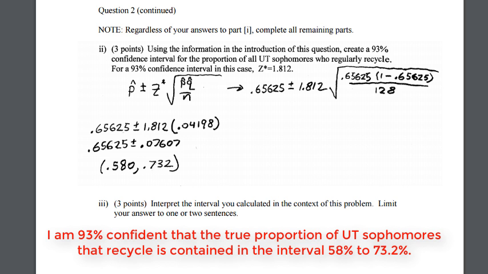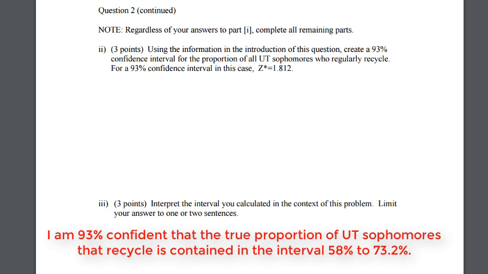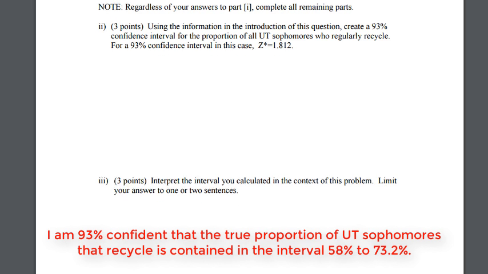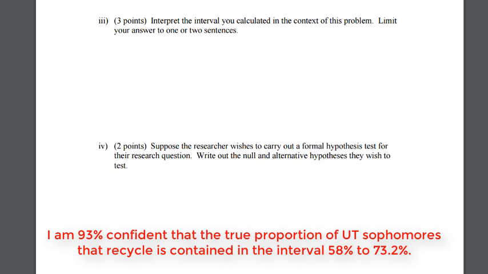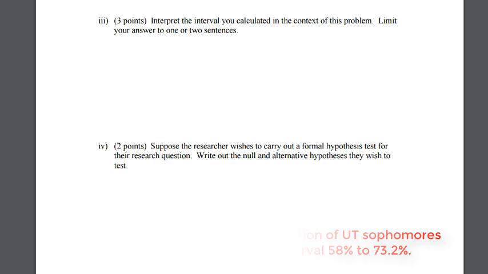So with that in mind, we wanted to know if it was 75%. And what do you notice about our interval? Our interval does not contain 75%. That's going to come into play here in a moment. So on to our next question. Suppose the researcher wishes to carry out a formal hypothesis test, write out the null and alternative hypothesis they wish to test here. So they wanted to see if it was 75%.